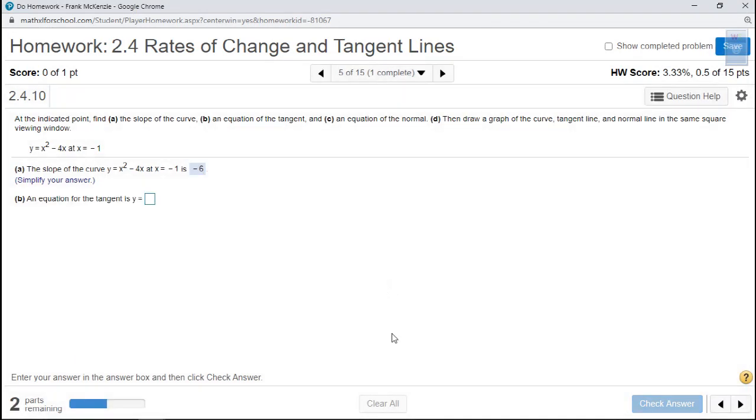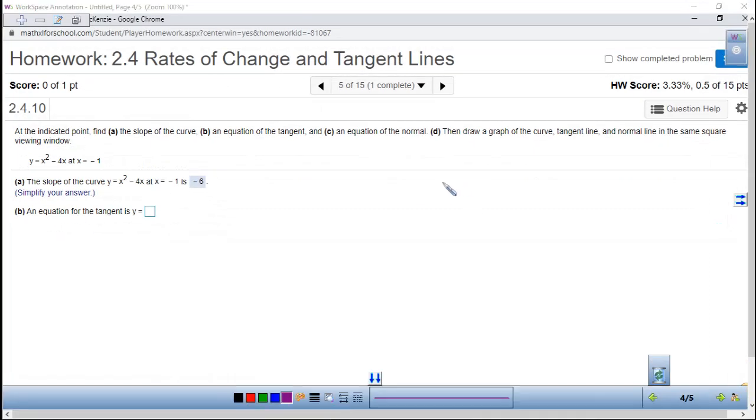All right, so now an equation for the tangent line comes specifically from y minus y1 equals m times x minus x1. And that's nothing more than the point-slope form. So we've got to have a point and we've got to have the slope. Well, we already have the slope, it's -6, so that will be going in right here. We already know what our x value is, it's -1, so it's going to be going in right here.